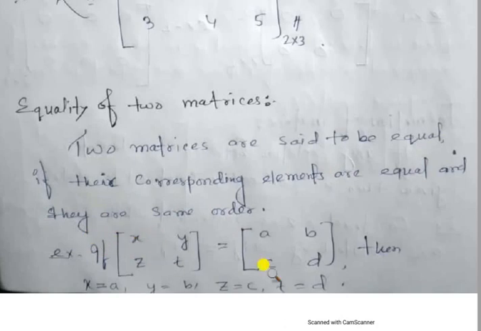Suppose they provide two matrices. If this is a matrix, this is another matrix, and suppose these two are equal, then according to our definition of equality of two matrices, we can easily find that X is equal to A, Y equal to B, Z equal to C, T equal to D. That means from this equation we get this relation. Also suppose they give this relation, X equal to A, Y equal to B, Z equal to C, and T equal to D, then we can easily verify that these two matrices are equal.